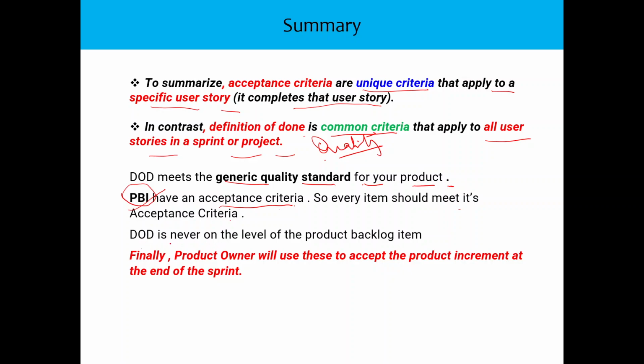Definition of done is never on the level of a PBI. As we said, it is a common criteria. It is not one to one, like not every user story will have acceptance criteria which is unique, but all user stories have a general or common criteria. That is what is understood. Finally, the product owner will use both acceptance criteria and definition of done when he is accepting the product increment at the end of the sprint.